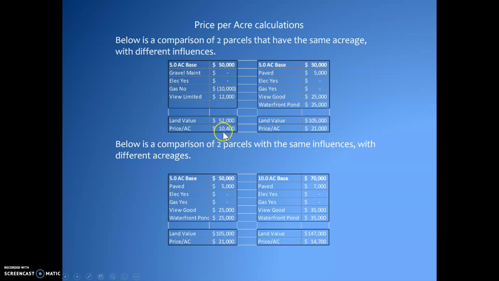And you can also see the price per acre. So even though they have the same size, they also have different price per acre because they have different influences.